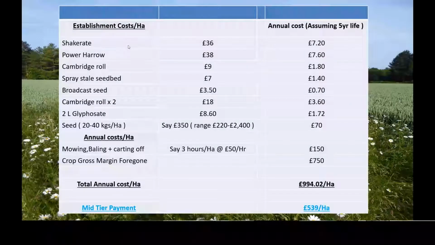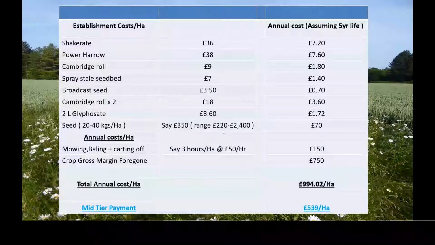So if you take the cultivation costs: a shaker rate of power harrow, Cambridge roll, spray off the stale seedbed, broadcast the seed, Cambridge roll it a couple of times. That's your cultivation cost per hectare. You've got a couple of litres of glyphosate, and then you've got the seed cost. Now, the seed cost is a very variable feast, depending on the seed rate you use and the seed source.